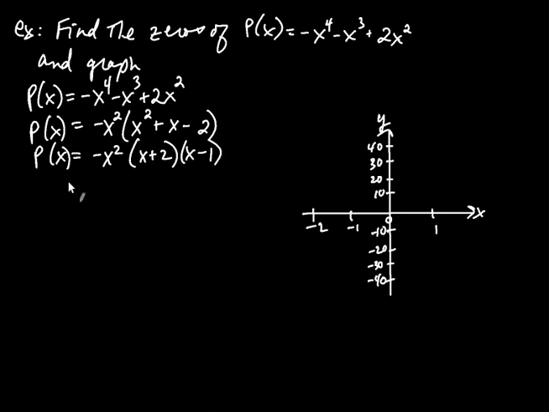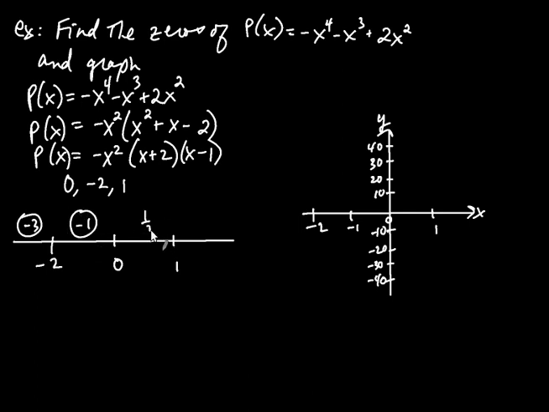So I've got my zeros. 0 is a zero, negative 2 is a zero, and 1 is another zero, and these are all x-intercepts as well. So we put those on a number line in order. So negative 2, 0, and 1, and pick test points. So negative 3, negative 1, 1/2, and 2. You just want simple points in each of the intervals.